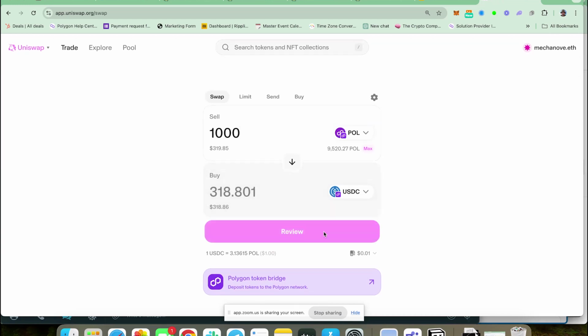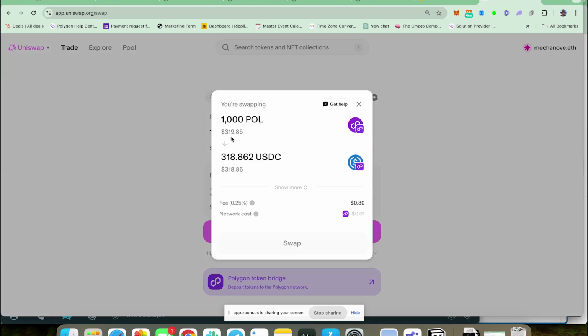If I want to review it, they say, okay, for 1,000 Pol, which are valued at $319.85, they would give me $318.86. Where is the difference? The difference is the fee from the swap. I also have a network cost, which is the cost of operating Polygon. If I click here on swap, then boom, this happens automatically. So this is basically the basic use case for a DEX.